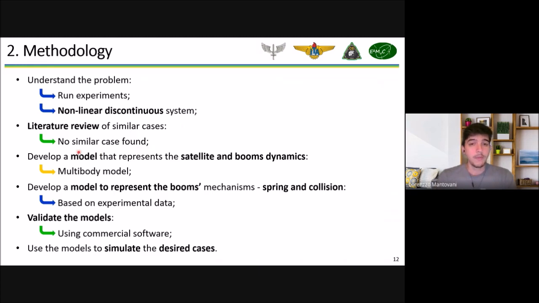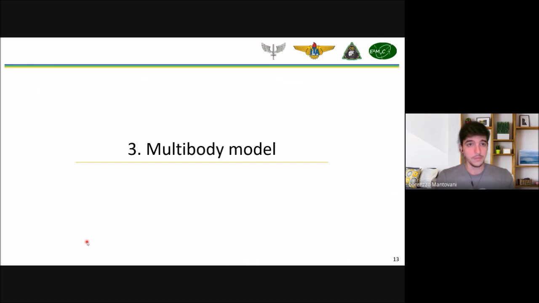We decided then to develop a model that could represent the satellite and its booms' dynamics, and we decided to use a multi-body model that I will present to you later. We also developed a model to represent the booms' mechanism, meaning the spring and collision. This model is based on the experimental data that we collected in the beginning. With our models, we tried to validate them using commercial software, and we used these now-validated models to simulate the desired cases. I'm going to show you the results.